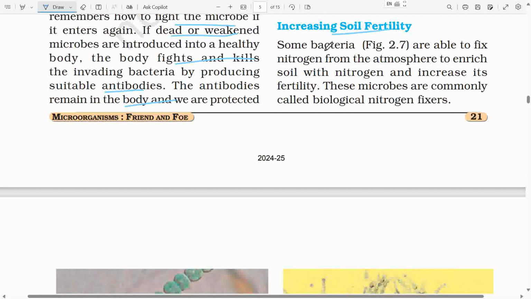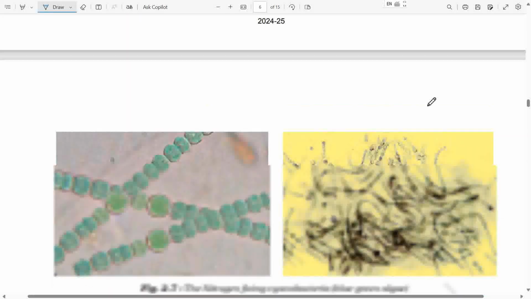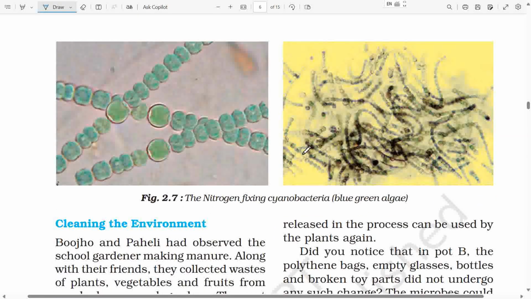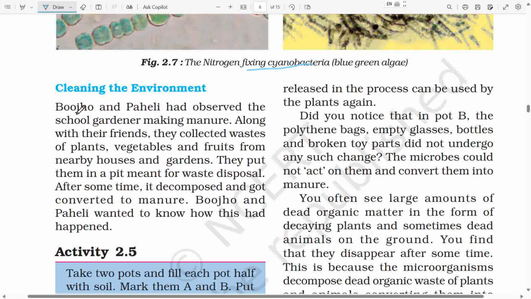Increasing soil fertility. Some bacteria, as shown in figure 2.7, are able to fix nitrogen from the atmosphere to enrich soil with nitrogen and increase its fertility. These microbes are commonly called biological nitrogen fixers. Figure 2.7. It shows the nitrogen-fixing cyanobacteria, blue-green algae, cleaning the environment.